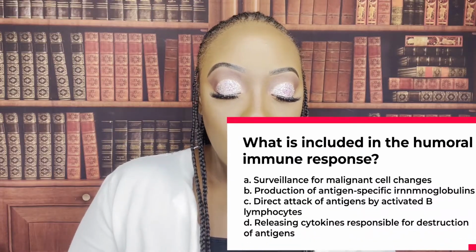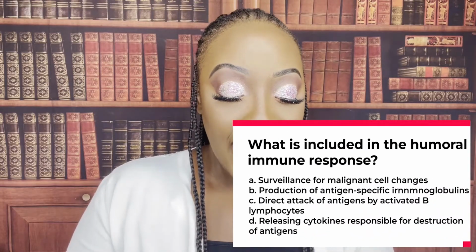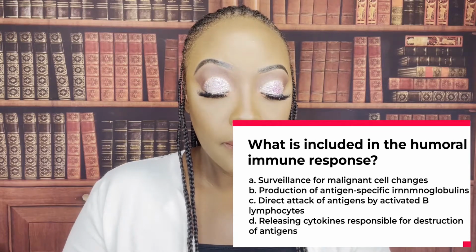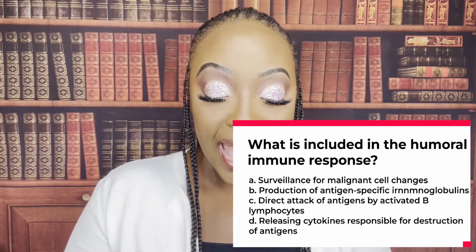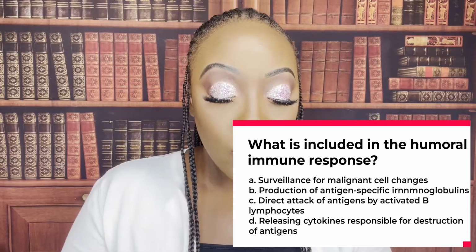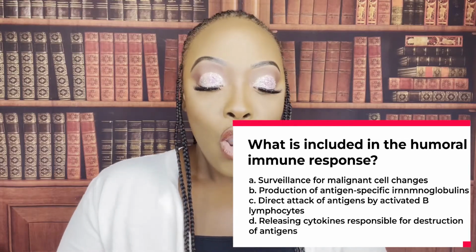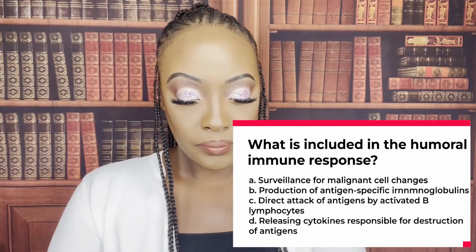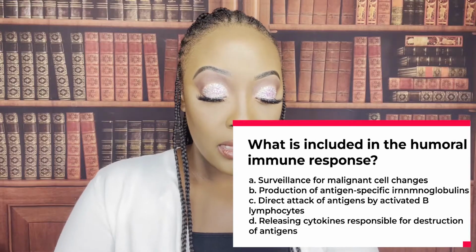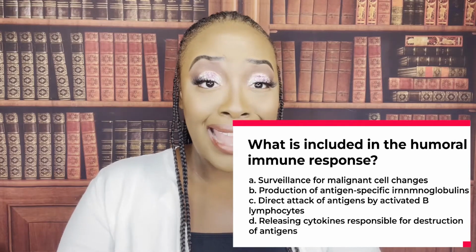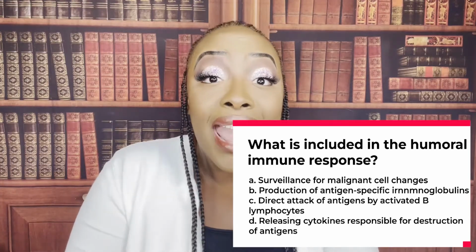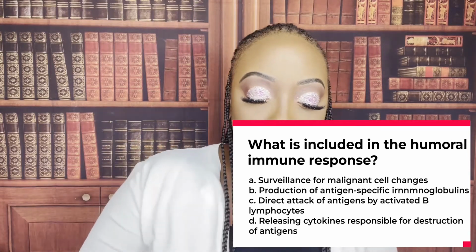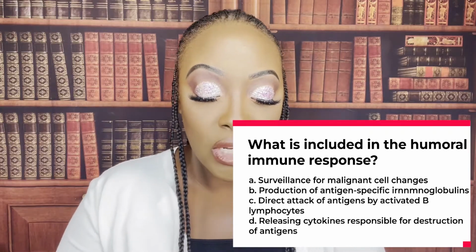What is included in the humoral immune response? A, surveillance for malignant cell changes. B, production of antigen-specific immunoglobulins. C, direct attack of antigens by activated B lymphocytes. Or D, releasing cytokines responsible for destruction of antigens. And guys, the correct answer is B, production of antigen-specific immunoglobulins. And that answers the question directly. They asked us in this question, guys, this is like an easy question. It's not even critical thinking. What's included in the humoral immune response? And it's B, production of antigen-specific immunoglobulins.